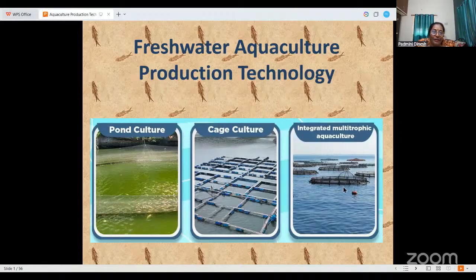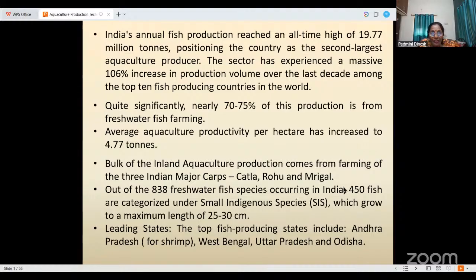So here, particularly, today's topic will be talking about fishes, and why India is giving so much importance. We'll be talking about that in the next slide. So as you can see, India's annual fish production has reached an all-time high, that is 19.77 million tons. When I was talking about this topic just 2 years back, in 2023, I was talking about 11 million tons. Within 3 years, you have this 19.77 million tons.